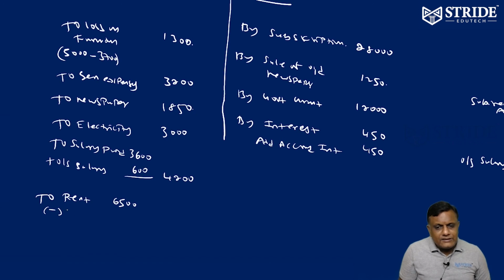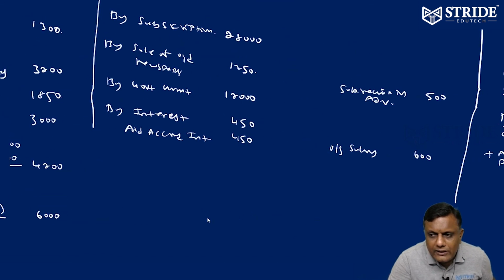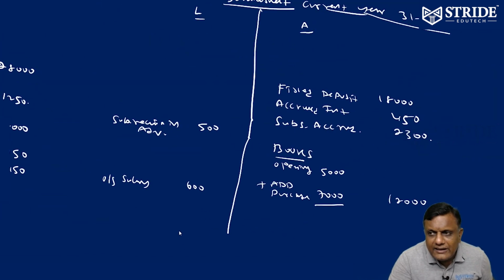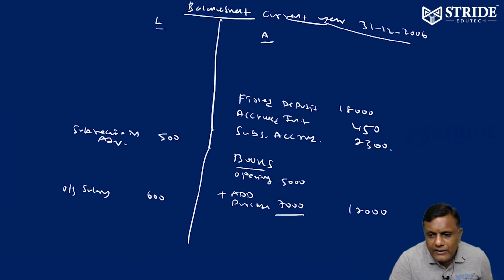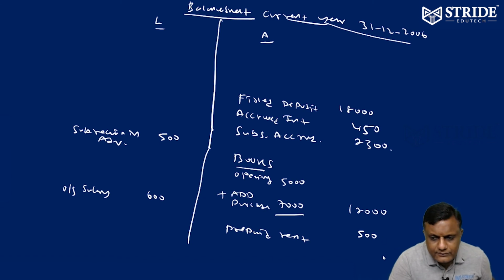So this is prepaid rent. Prepaid rent, 1 month paid in advance, 500. 12 months only we have to take for the expenditure side. 13 months paid, 1 month prepaid rent. So 6,000 to be recognized as expenditure. Prepaid rent comes under the current year asset side. 1 month 500, asset side.